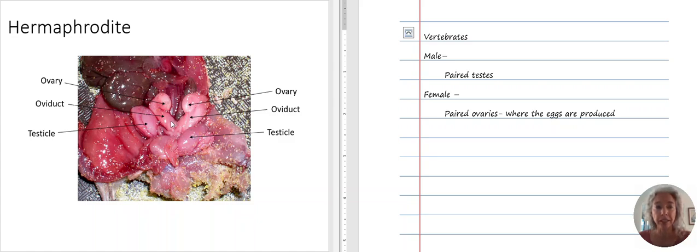the oviduct here, and testicles here. So this is a really great comparison that you can see these side by side in the same animal. This is actually the bladder right here. Again, this is anomalous, not the norm, but a great way to show the comparison.